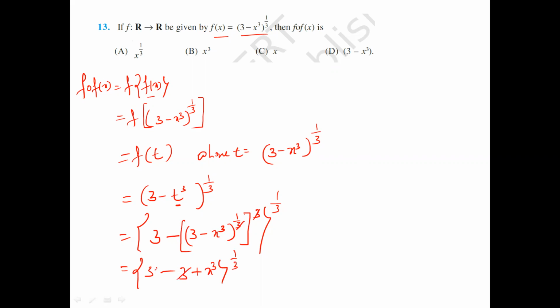Here minus 3 plus 3 get cancelled. Here x cube whole to the power 1 by 3. Now the 3 also gets cancelled. What is the answer? X. So therefore f composition f of x is X. What is the answer? Option C. Please note down. I'm moving to the next slide.